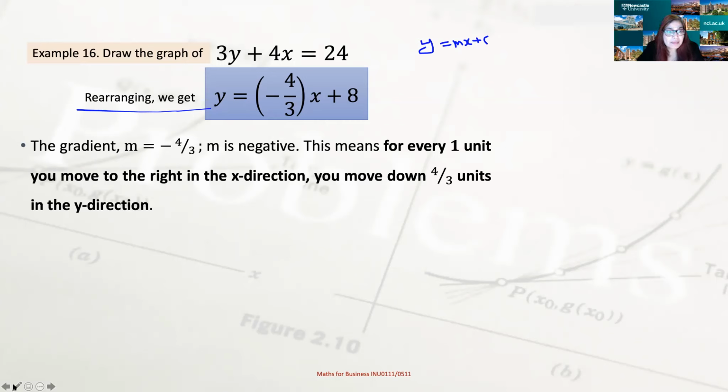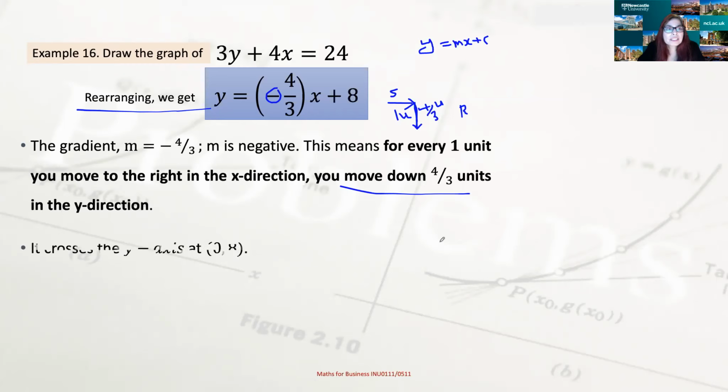This means, let me use my pen now, for every 1 unit, the step is always positive, guys. So I'll go along the right direction on the x-axis. For every 1 unit I go along the x-axis, I have to move down by 4/3 because the gradient is negative. 4/3 is nothing but 1.333. So for every 1 unit, I go down by 1.333. The step is positive, but the rise is negative because it is going down.